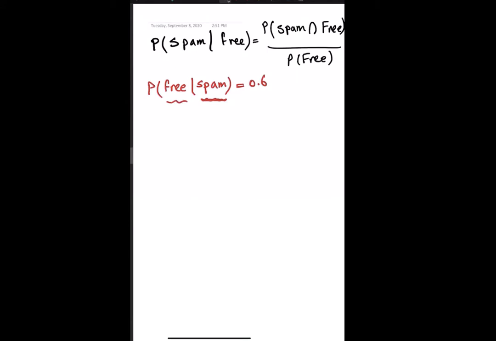Okay. How about the next one? It says only 4% of the valid messages contain the word free. So the word free occurs in 60% of the spam and only 4% of valid messages. What does that mean? P of free given not spam. Okay, perfect. It is 4%.